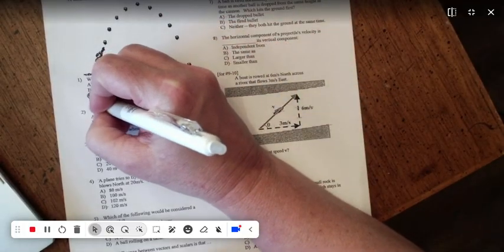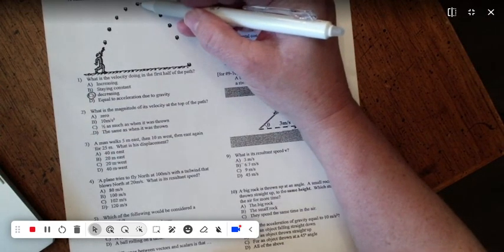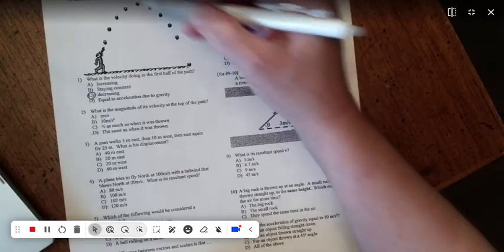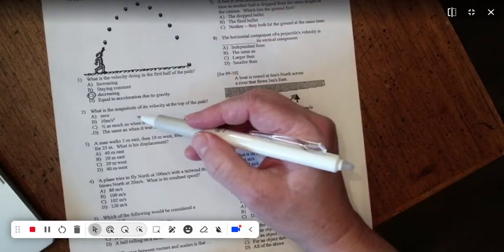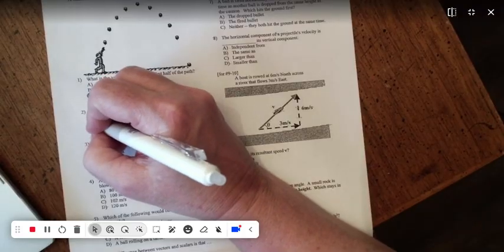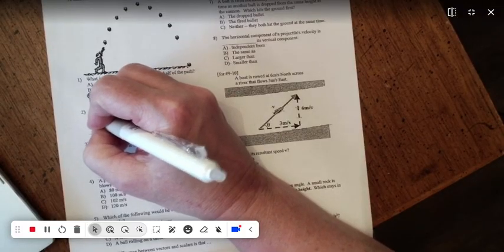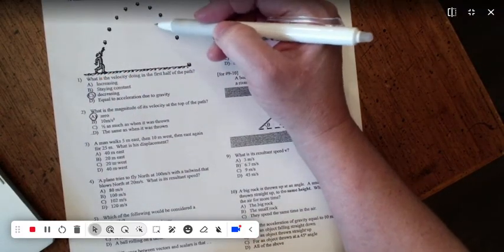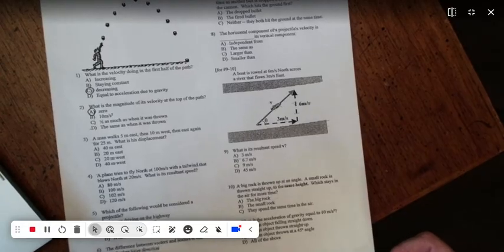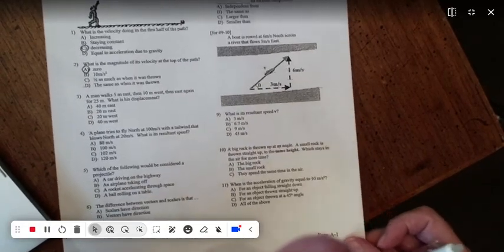Remember, it's going to slow till it hits this zero value at the top, and then it changes direction and starts speeding up, coming back down. What's the magnitude at the top? It's going to be 0 because that's where it changes direction. It's still accelerating there, okay? Gravity's still acting on it. It's slowed down to the point where it crosses a 0 value.